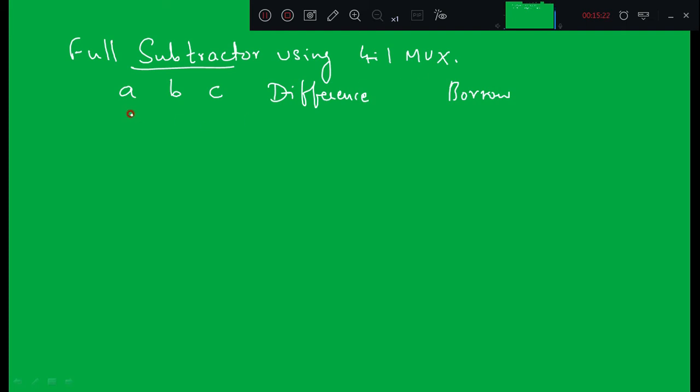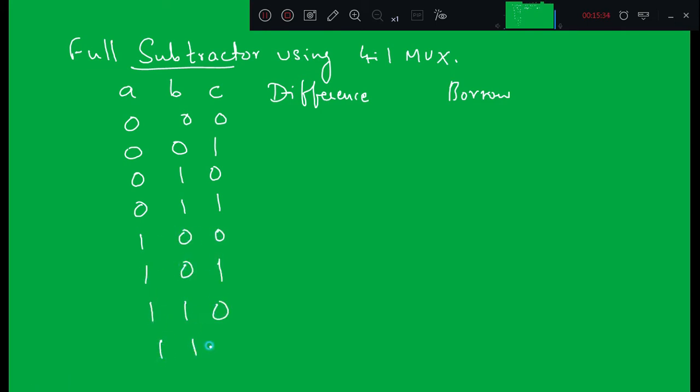Next, we will be having 3 inputs, so we are going to write all 8 combinations, right? 0 1 1, 1 0 0, 1 0 1, 1 1 0 and 1 1 1, right? So let me fill the remaining 2 columns, that is difference and borrow. I'll write only these 2 columns of the table. The remaining part of the design you please carry on.